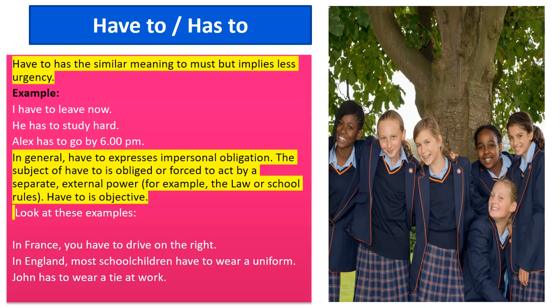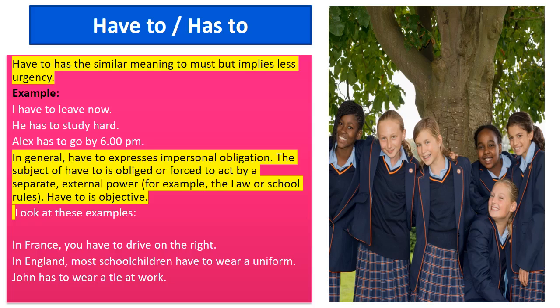Now students, let us see the usage of have to and has to. Have to has a similar meaning to must but implies less urgency. For example, I have to leave now. He has to study hard. Alex has to go by 6 p.m.